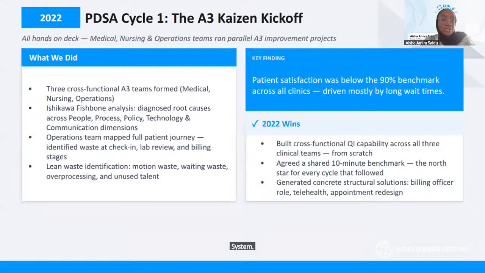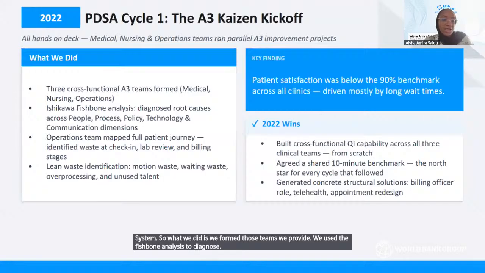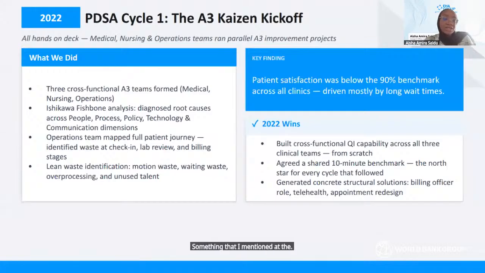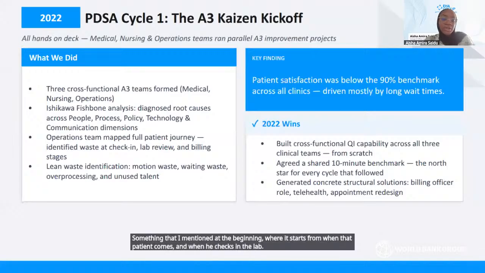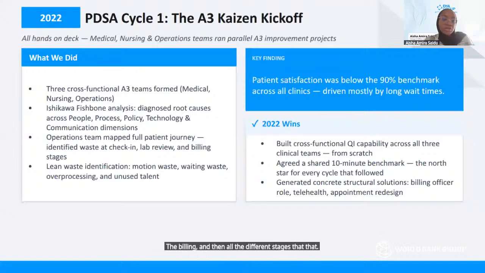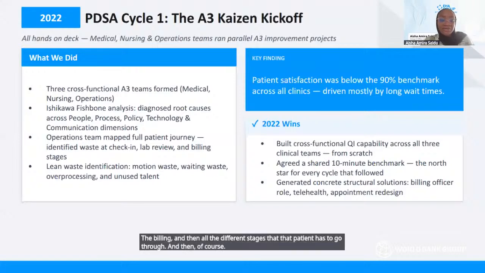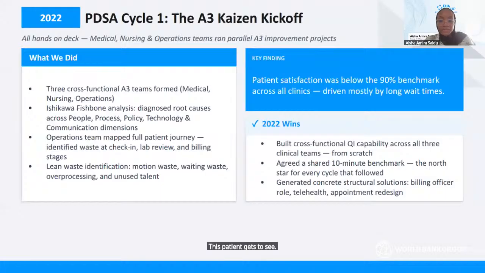So what we did is we formed those teams. We used the fishbone analysis to diagnose our root causes, and then also we looked at mapping out the full patient journey. Something that I mentioned at the beginning, where it starts from when that patient comes in, when he checks in, the lab, the billing, and then all the different stages that that patient has to go through. And then, of course, looking at how we could identify the different waste at the different points before this patient gets to see a provider.